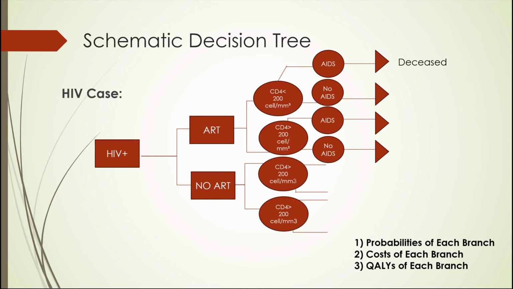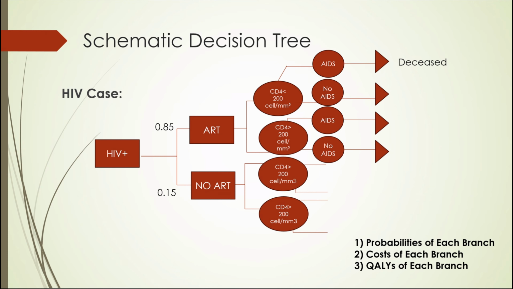This is a schematic decision tree in an HIV case, which explains a little bit more about a decision tree. For instance, if we have a person who is acquiring HIV and he goes to a clinic, there is a high chance that they start him on antiretroviral therapy, but there is also a chance that the person does not want to start antiretrovirals. And we know these probabilities add up to 1 because we only have 2 options here.